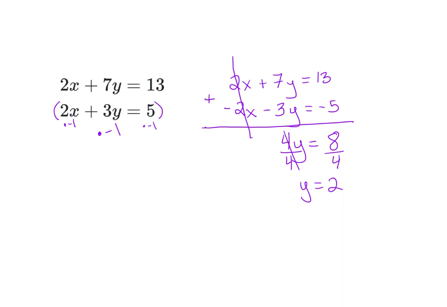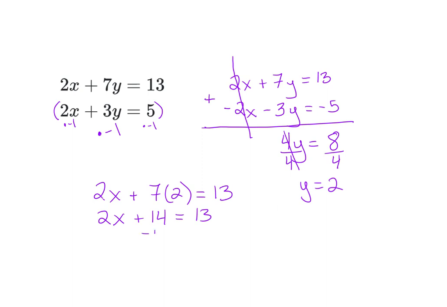Now we need to find x. So we can pick either equation. I'm just going to go with the top one. And I'm going to say 2x plus 7, and then instead of y, I'm going to write in parentheses a 2. That's still going to equal 13. And then we go from there. So 2x plus 14 is equal to 13.